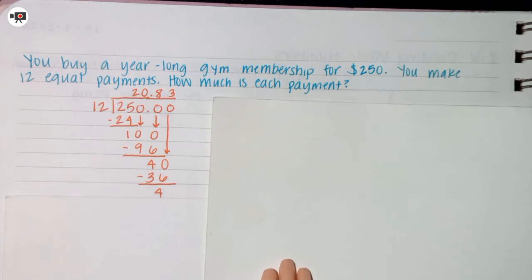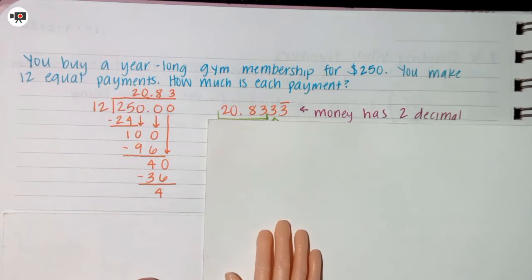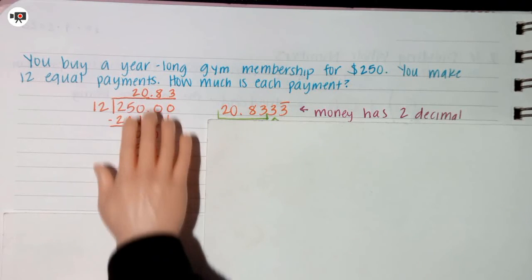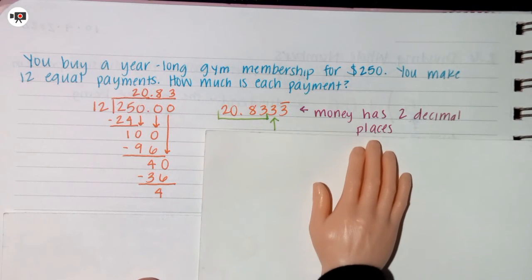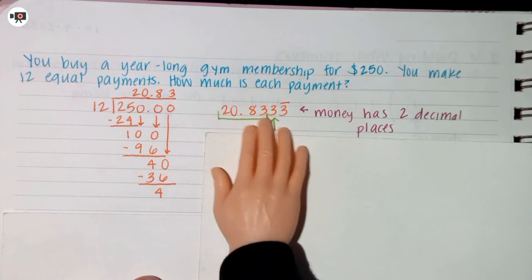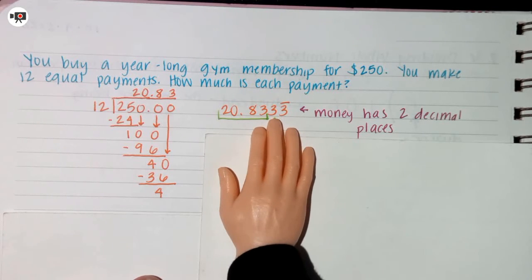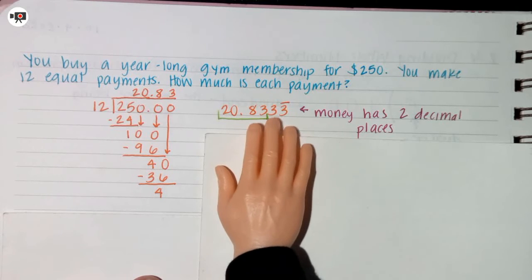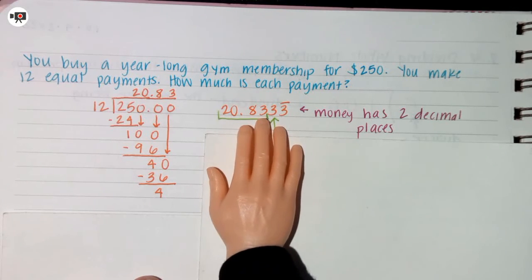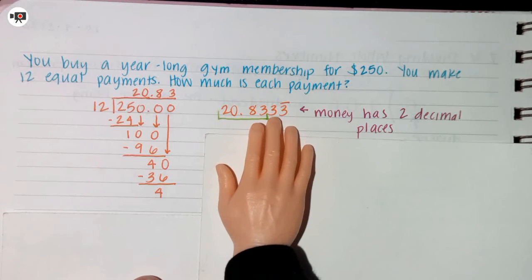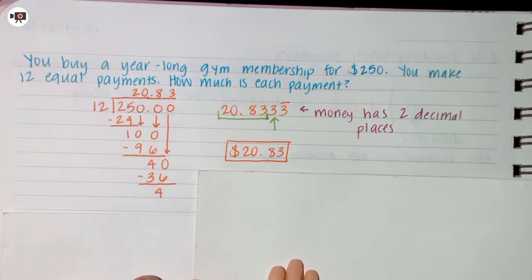When we do our long division, I'm going to get here. And now, if I keep going, this will be a pattern, and I'll get 0.83333 and so on. But I know money has 2 decimal places, so I need to round it after this first 3. I look to the number after it, which is also 3, and if the number next to it is 5, 6, 7, 8, or 9, this will round up to a 4. If it is 4, 3, 2, 1, or 0, this will stay a 3. So since it's 3, it's going to stay at $20.83.